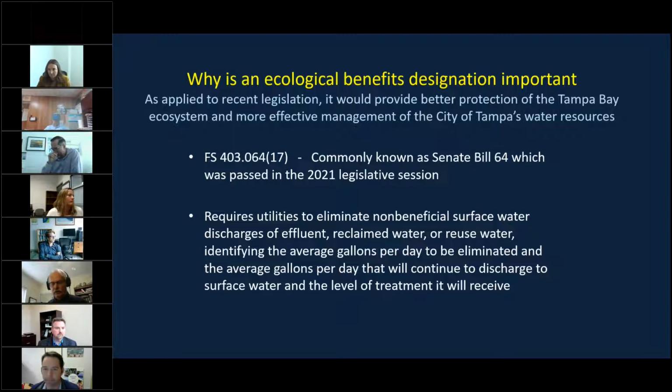As Chuck mentioned, it's my understanding that to comply with this legislation, the city must eliminate 50 million gallons of water per day of their discharge at their advanced wastewater treatment plant by the year 2032. That plant, known as the Howard F. Curran Advanced Wastewater Treatment Plant, is located on Seddon Channel about 1.5 miles south of the mouth of the Hillsborough River. Next slide, please.